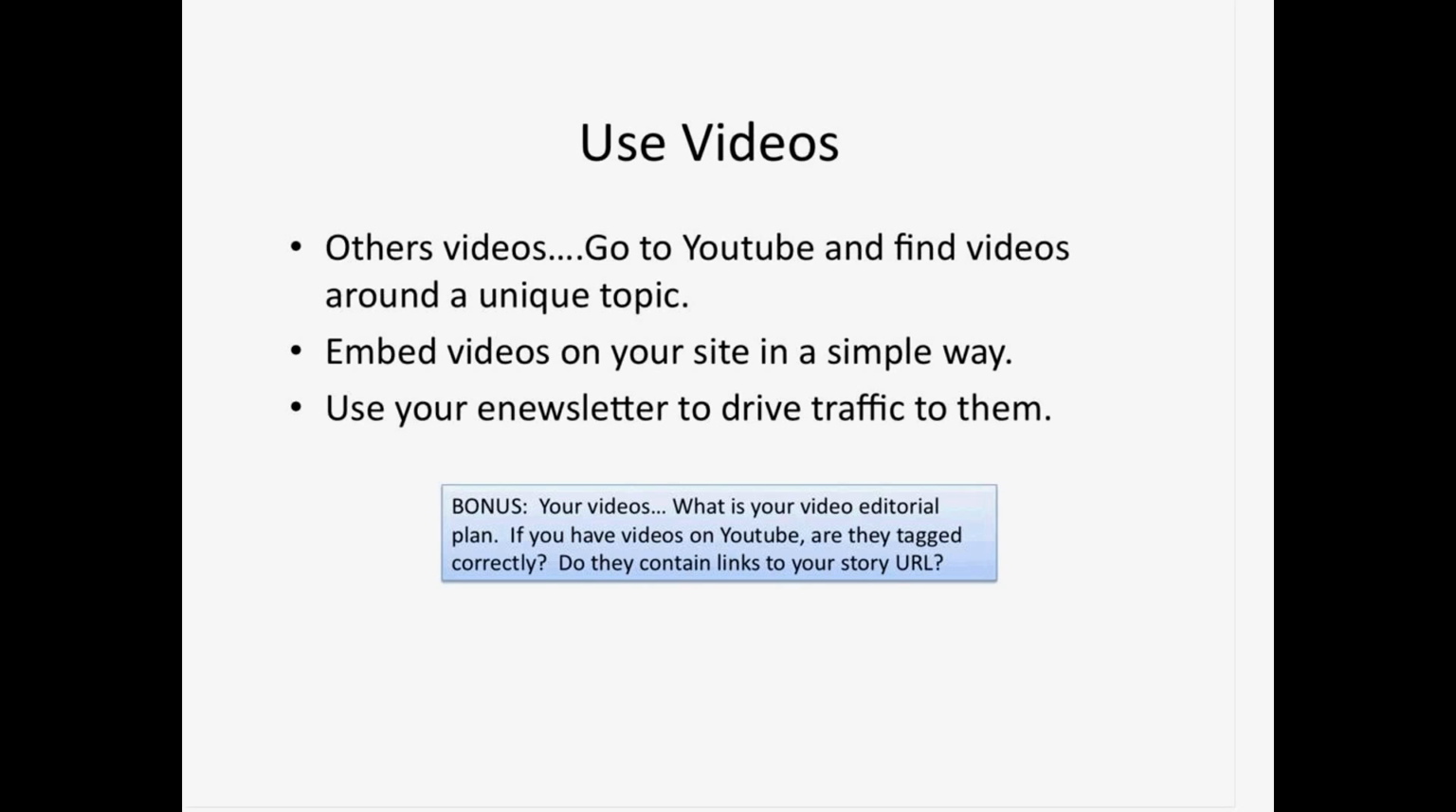Now, a bonus tip on that is you need to ask yourself in your strategy planning meetings, what is our editorial video plan? What are we going to do this year to enhance our editorial with videos? The other is, if you do have videos on YouTube, make sure your team, your webmaster, whatever, tag them correctly. Do those videos, the descriptions, and the tags all contain keywords that are important to your website?